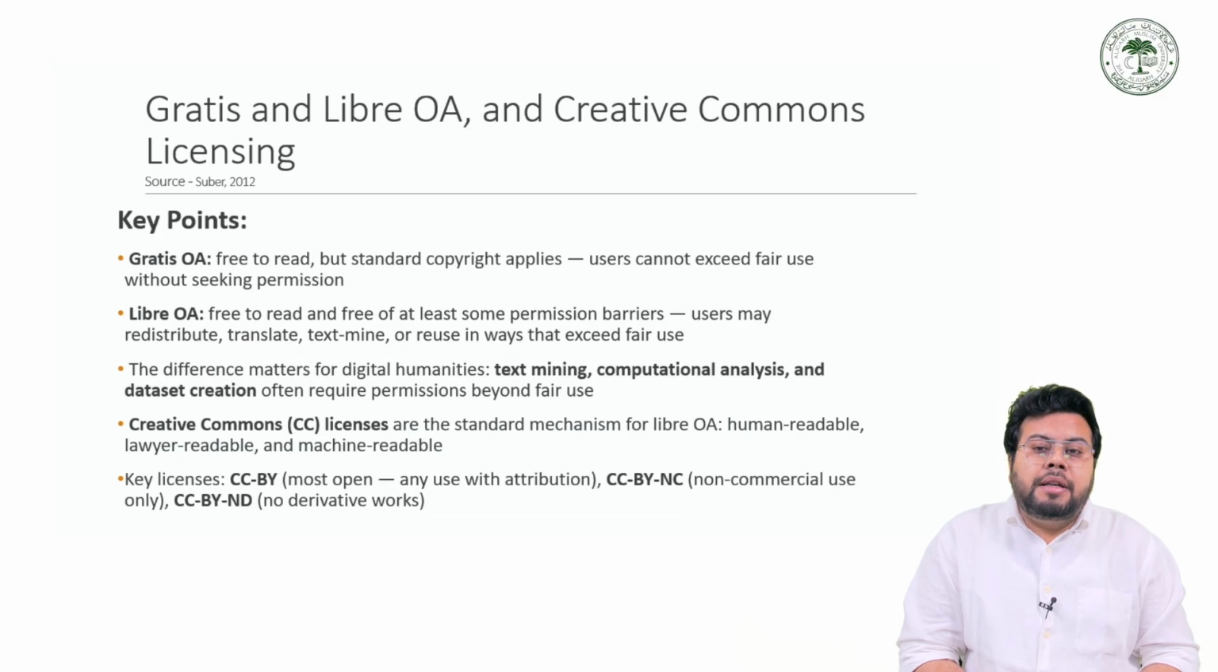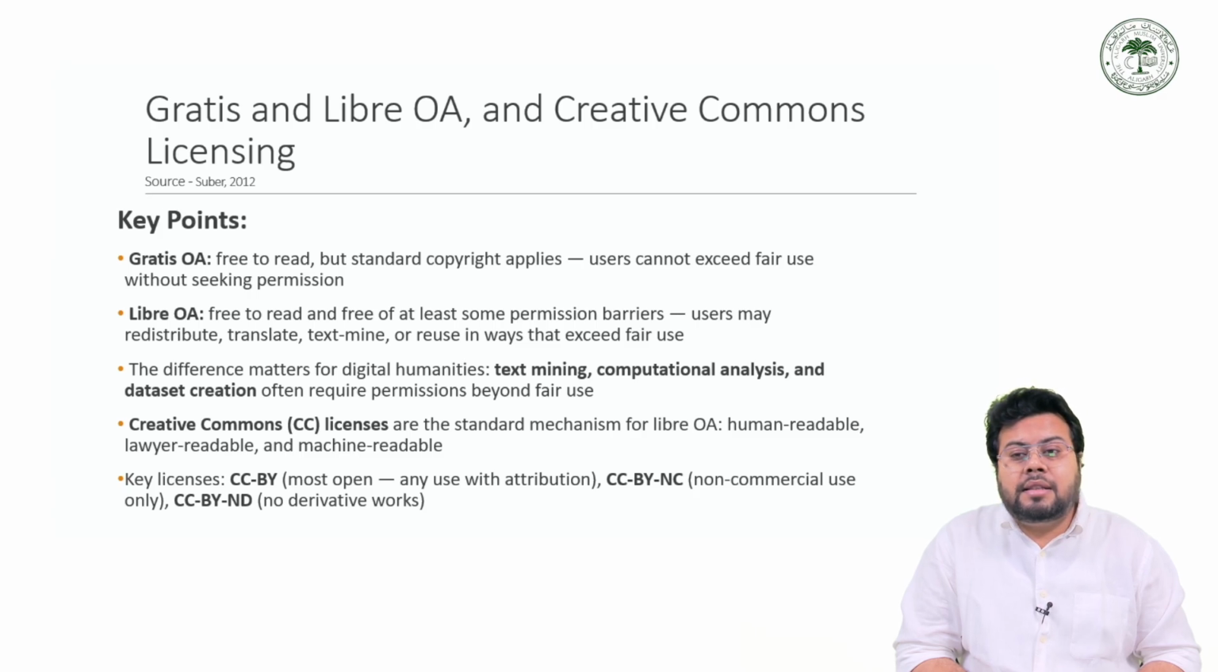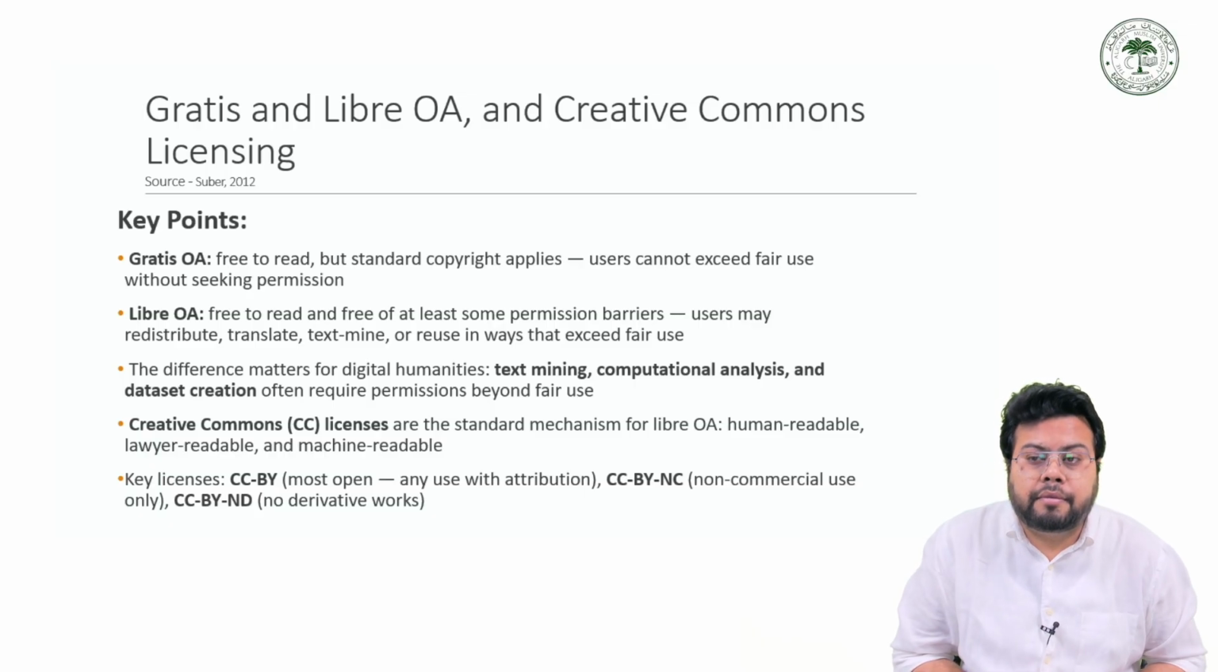Now, this slide is particularly important for you as digital humanities researchers because the gratis or libre distinction is the one that directly affects what you can do with the material you find. Gratis open access means you can read it for free, but you still can't do things like distribute copies to a class, create a derivative work, translate it, or run it through text mining software without seeking permission first.